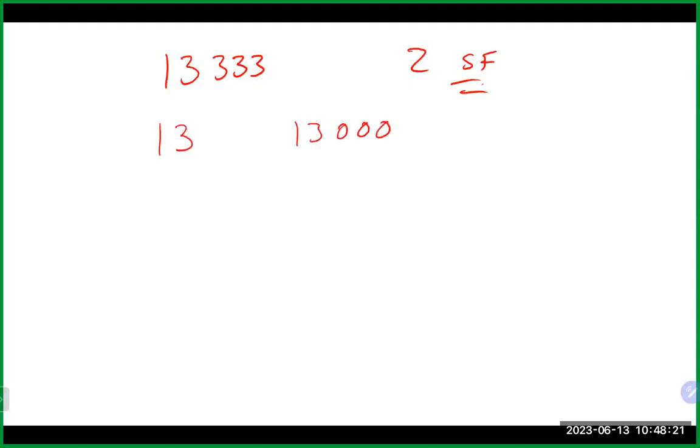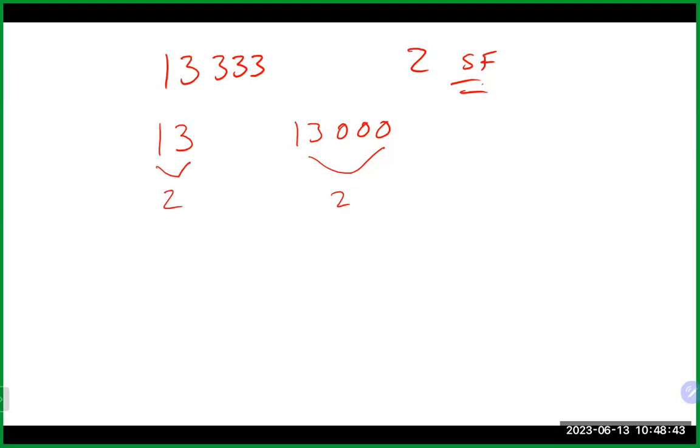13,000, how many sig figs do both of these numbers have? This number has how many significant figures? 2. This number has 2 as well. Those zeros at the end are not significant because I did not put a decimal point. They both have 2 significant figures, right? But there is a really big difference in the meaning of those 2 values.